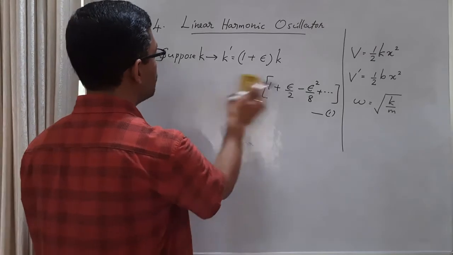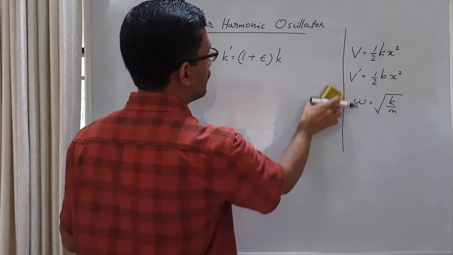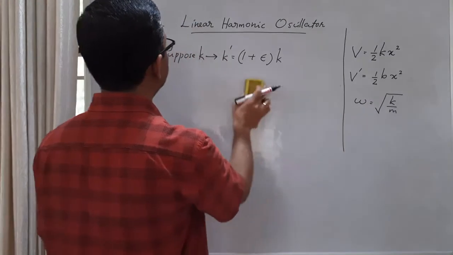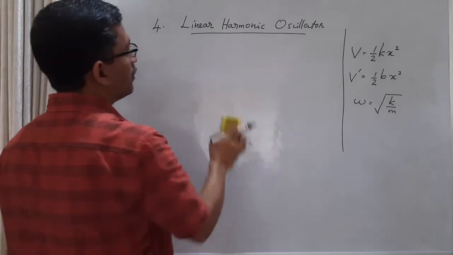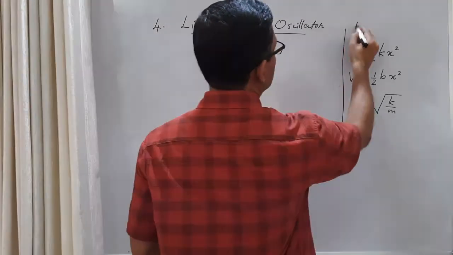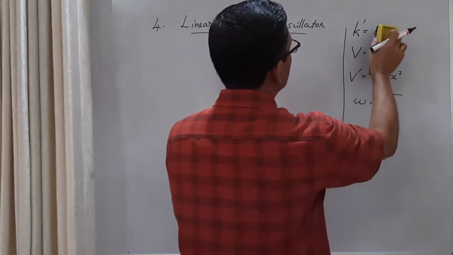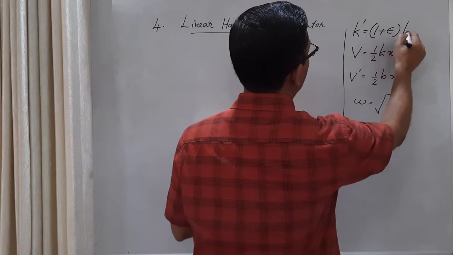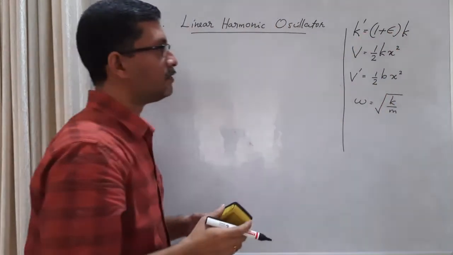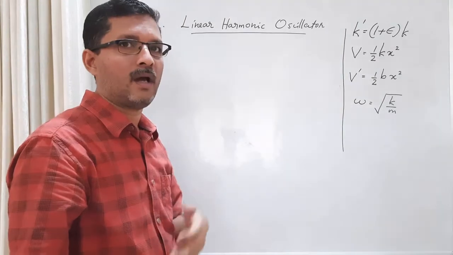So I will remove this one. Just remember this value expression. Okay. Consider this change, k goes to k prime, which is 1 plus epsilon times k. Consider this change in force constant as a perturbation. So what we need is a perturbing Hamiltonian.